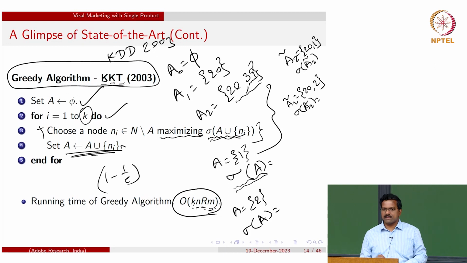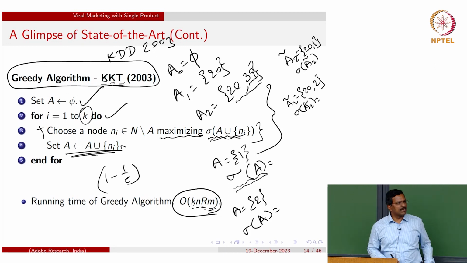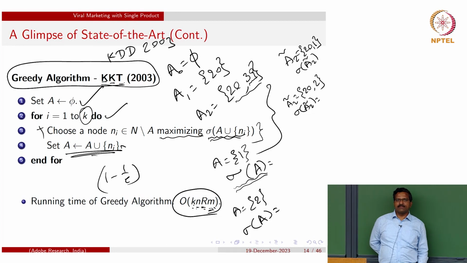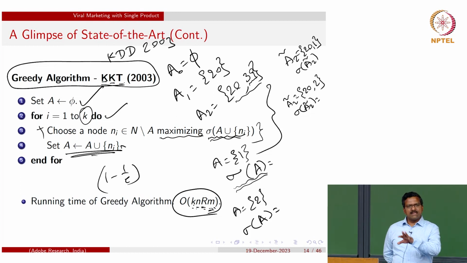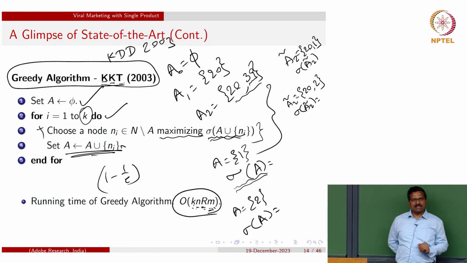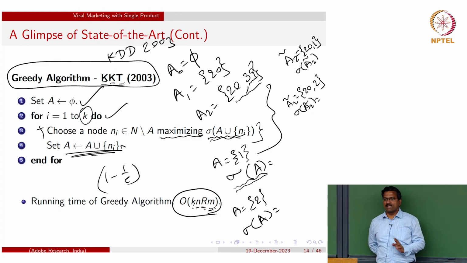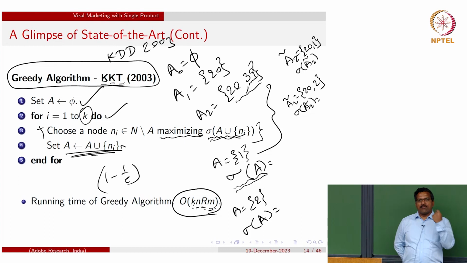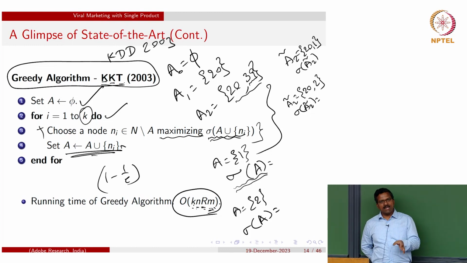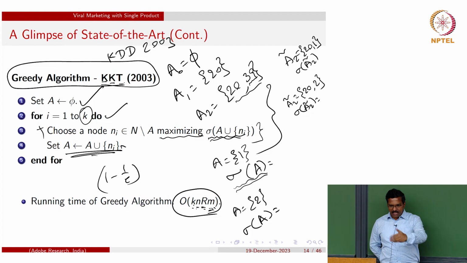Kempe, Kleinberg, and Tardos are the authors, from Cornell University. Actually, this was introduced in a 2001 KDD paper, but they hadn't defined any greedy algorithm. They introduced the influence maximization problem, the top-k nodes problem, and gave some heuristics using hidden Markov models and so on. Starting with the 2003 KDD paper, the KKT paper formally defined this problem, showed that it's a computationally hard problem, and gave this greedy algorithm.